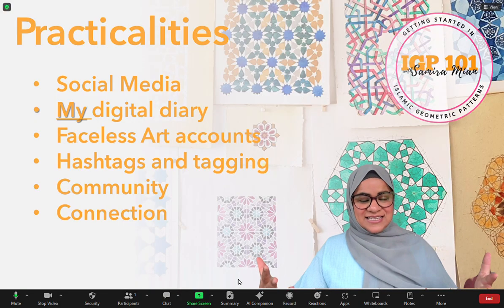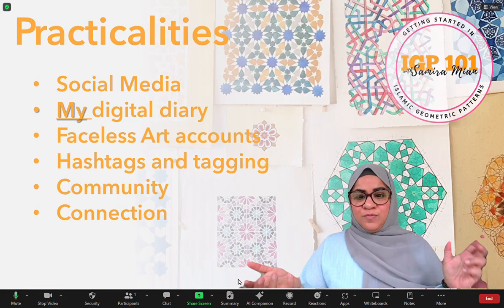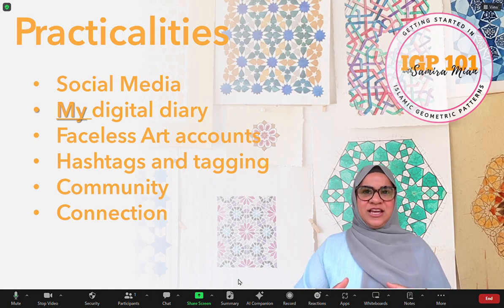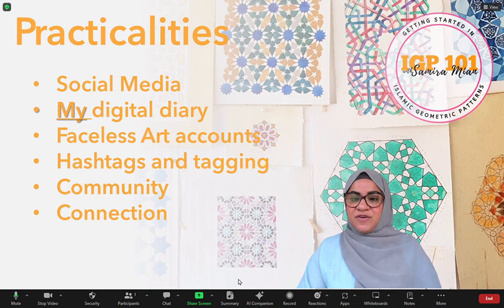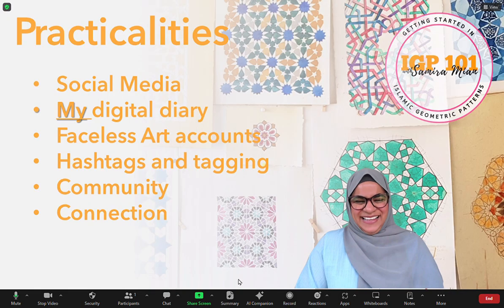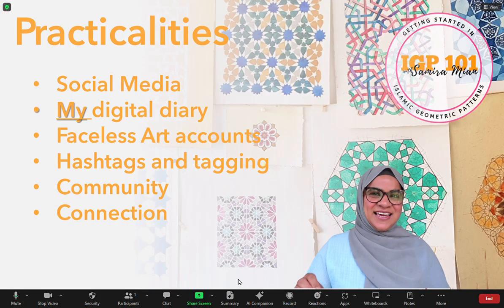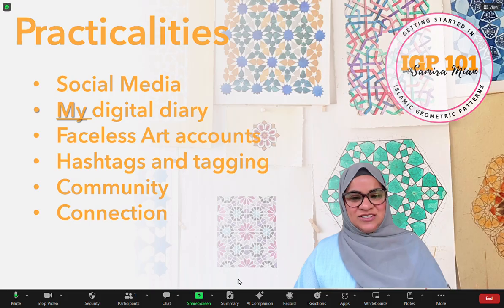Then you can use hashtags and tagging to access this amazing community of Islamic geometric pattern and more practitioners. So you are able to use your account to share your journey and connect with other people who practice it as well. Because let's be frank, when we practice this art form and we show a member of our family or a friend, they're like, that's nice. They don't always get it. They don't always have that same sense of what it is. So if you can connect with like-minded people, social media is a great way to do that.